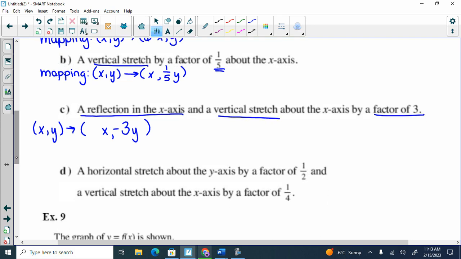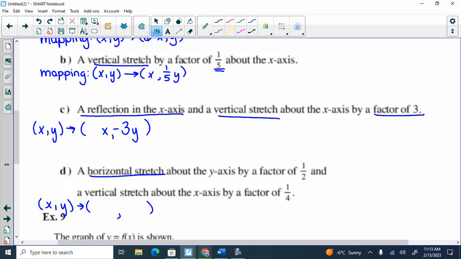D, we have a horizontal stretch, so we do mapping. Horizontal stretch affects the x or the y? Horizontal. X. Now we're going from words to mapping. Words to mapping are in a heart.